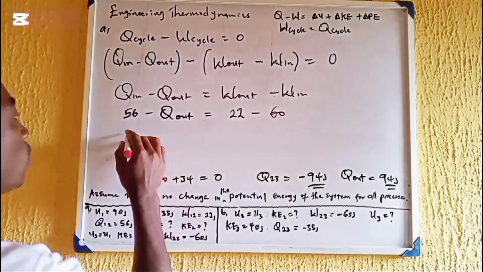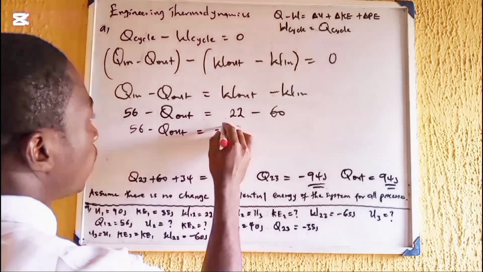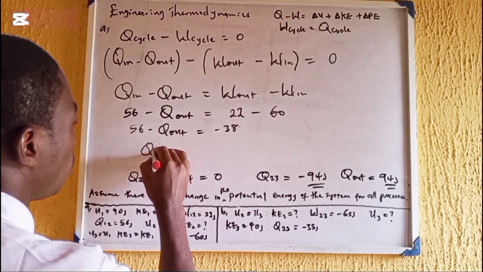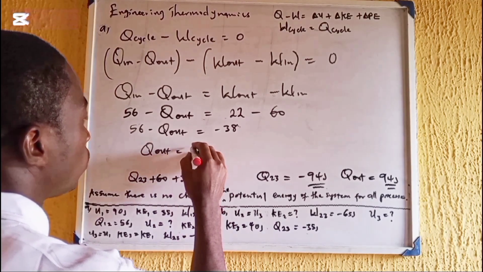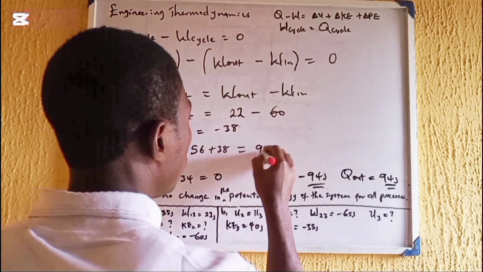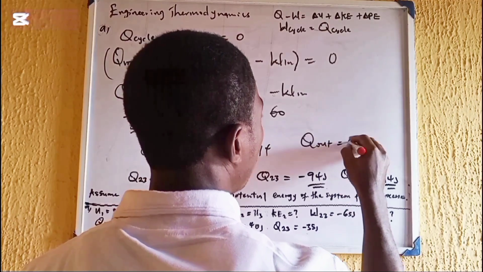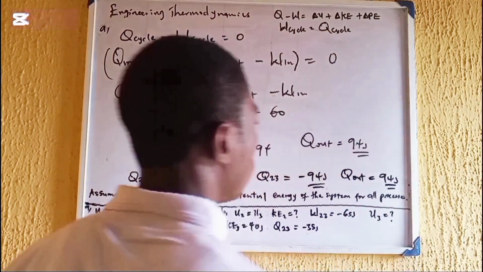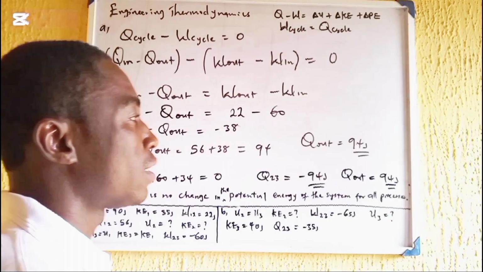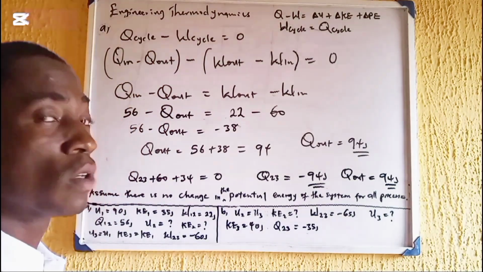So we'll be having 56 minus Q out. That gives us minus 38. So Q out is equal to 56 plus 38, which is equal to 94. So we can say Q out is equal to 94 joules. So you can see we got the same answer using different methods. Let's look at the B part of the question.